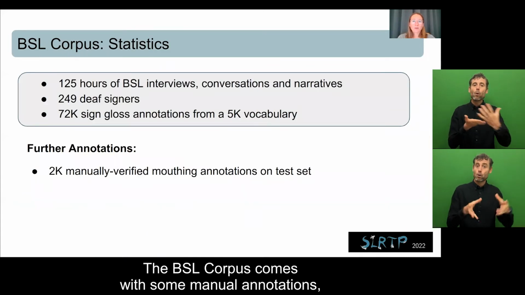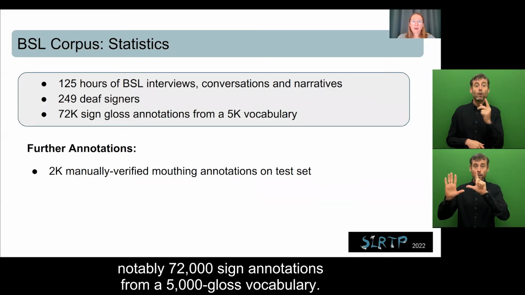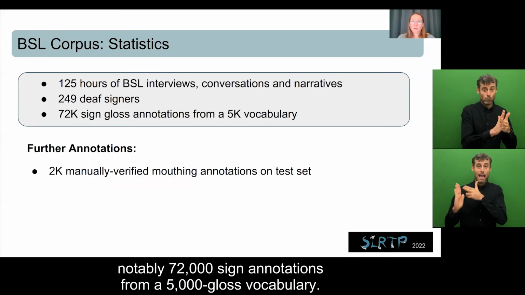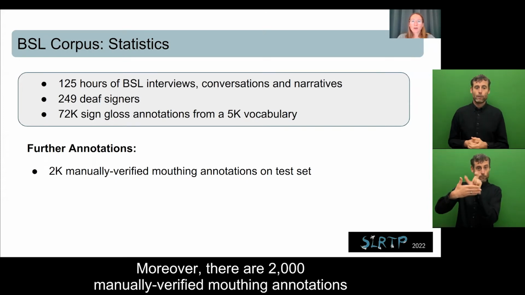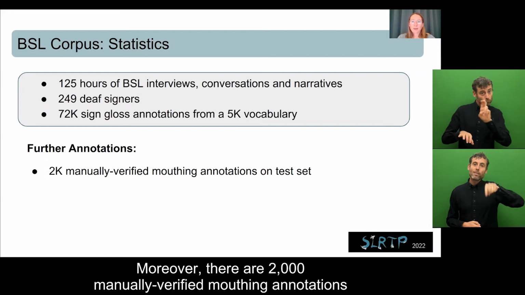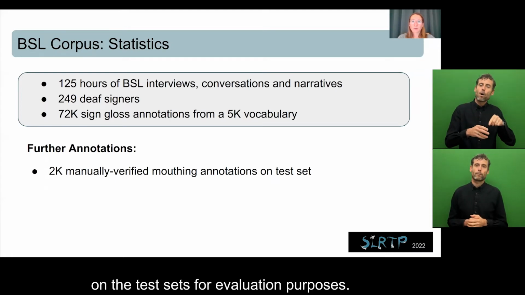The BSL corpus comes with some manual annotations, notably 72,000 sign annotations from a 5,000 gloss vocabulary. Moreover, there are 2,000 manually verified mouthing annotations on the test sets for evaluation purposes.